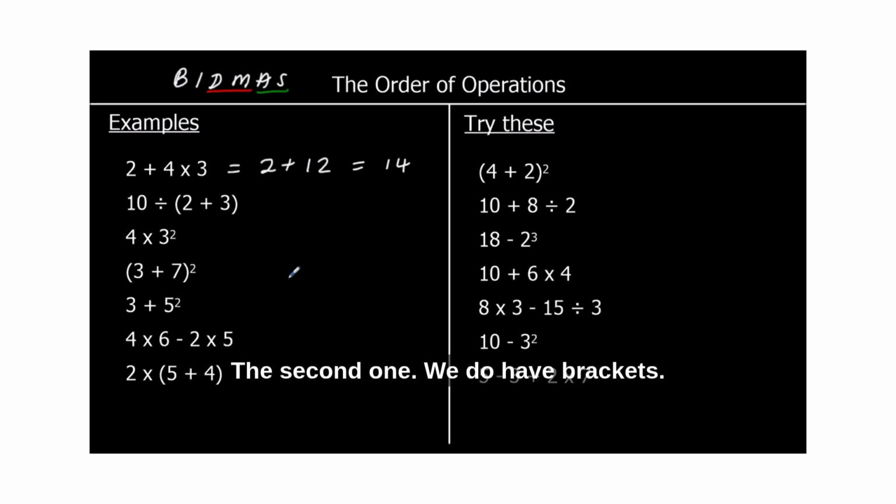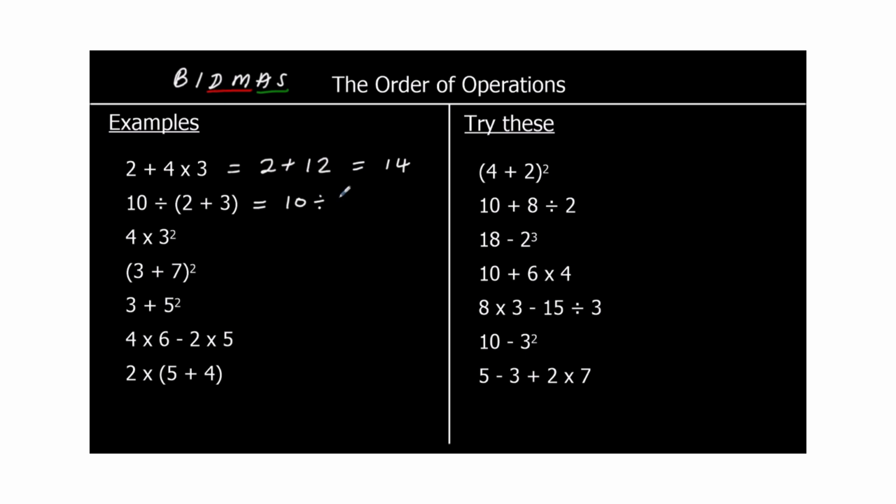The second one, we do have brackets. So we're going to do the bracket first. So 2 plus 3 is 5. So that means we've got 10 divided by 5. 10 divided by 5 is 2.